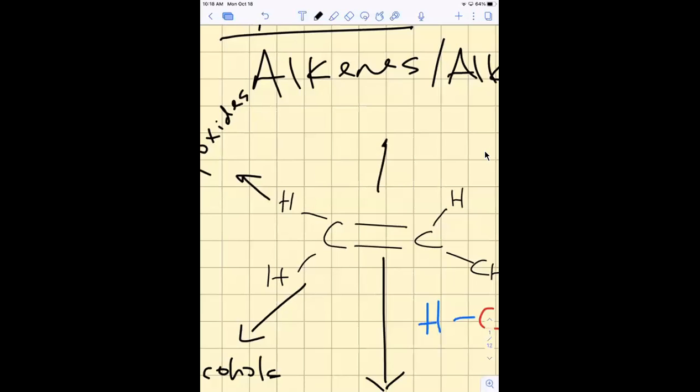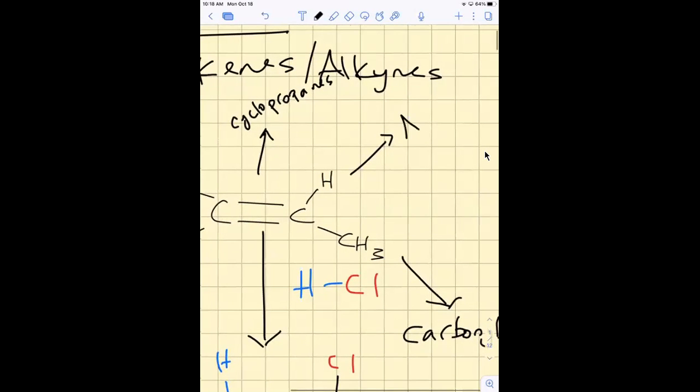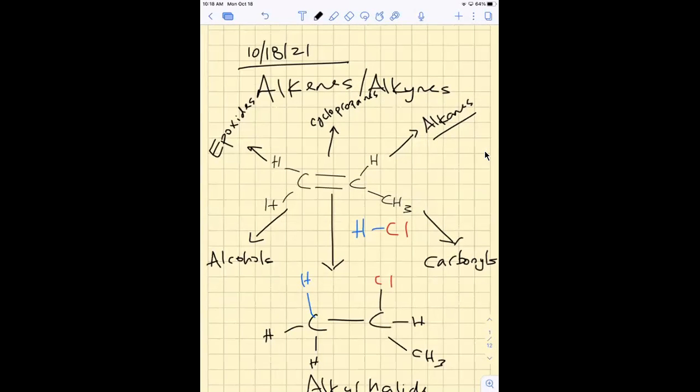We're going to learn how to convert them into cyclopropanes. And I know this sounds like a lot, but I promise you it's not as bad as it looks. And there's one other reaction: alkanes. So how to take that double bond and reduce it down until it becomes a single bond. And there's a way to do that.